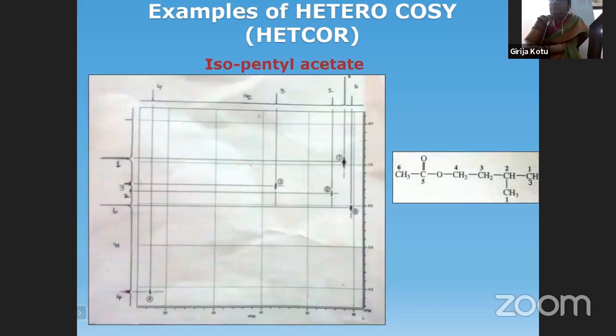The x-axis refers to C13 and the y-axis refers to proton. Here I have not shown the carbonyl peak in the C13 NMR, that is C5, because it has no attached protons. Even if it is shown, it will not have any cross peak because it has no attached protons. So how many signals do you find here? 4, 3, 2, 1, and 6. So 1, 2, 3, 4, and 5. So 5 signals you're going to see.